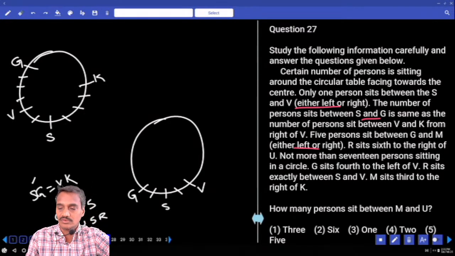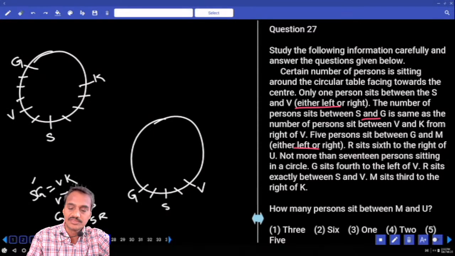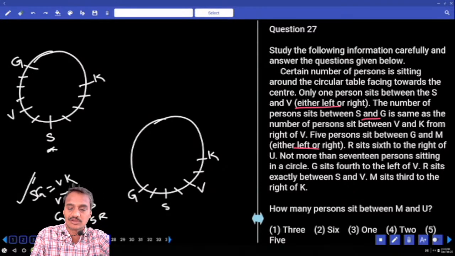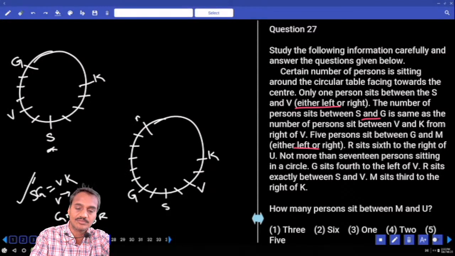Then the number of persons between S and G is 1, and on the right-hand side of V there must be exactly 1. Hence between V and K there must be exactly 1. Now we are done with this information. Between G and M there must be exactly 5 people: 1, 2, 3, 4, 5. M cannot be here, so M will be here.